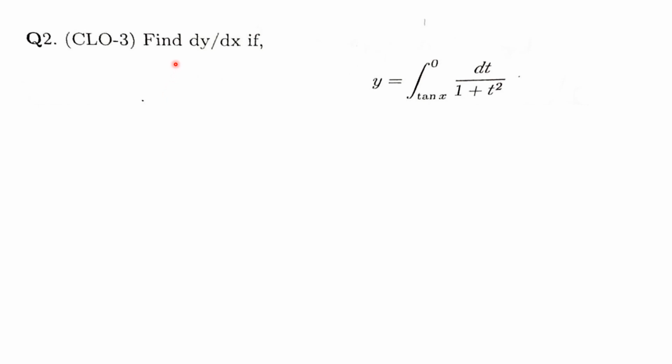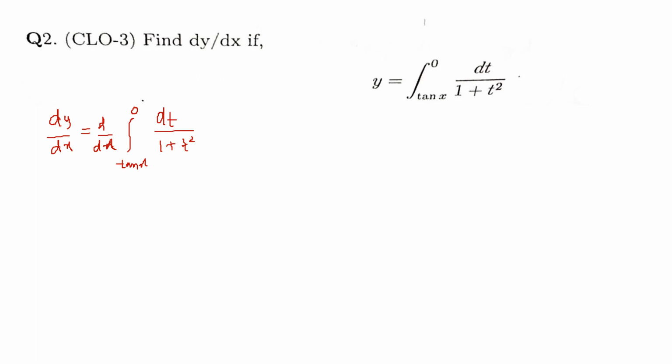This question requires us to find the derivative of this curve y equals to the integration from tangent x to 0, and the integrand is 1 over 1 plus t square. Means we have to differentiate y with respect to x. So let's take the derivative, that is dy by dx on the left hand side, and on the right hand side we have d over dx of this whole term, from tangent x to 0, and the integrand is dt over 1 plus t square.